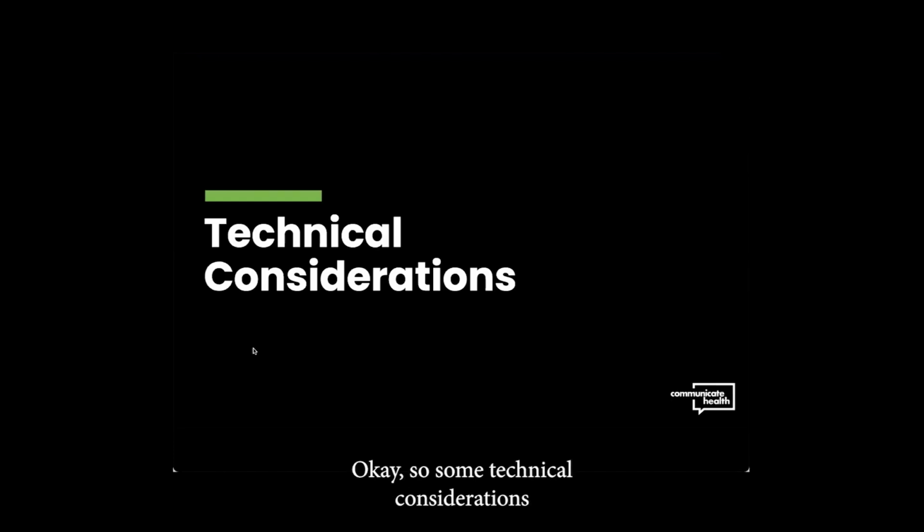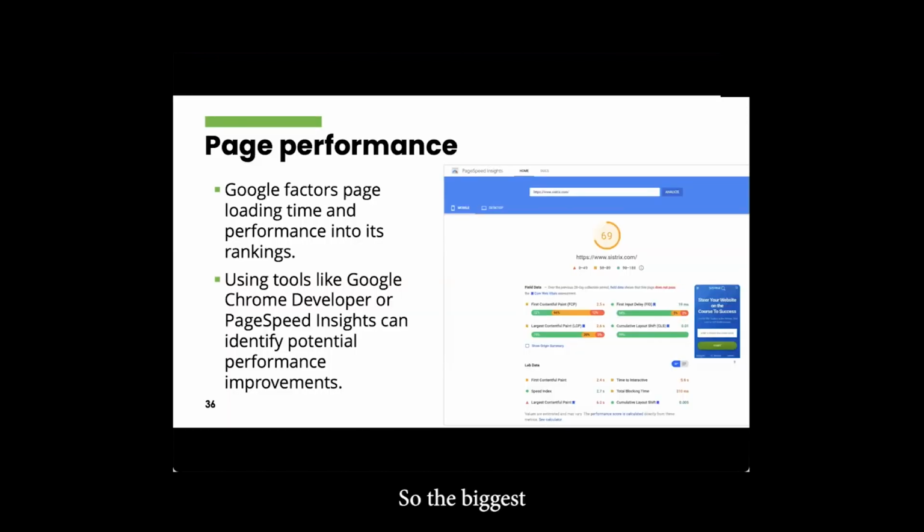So some technical considerations to boost your website's SEO. So the biggest one, or one of the biggest ones to consider, is page performance, also referred to as page load time or page load speed. And we know that this is a direct ranking factor for Google search algorithm, as well as other search engines.